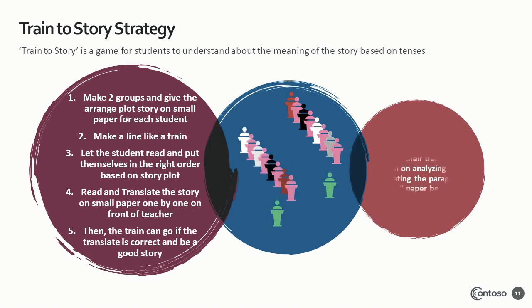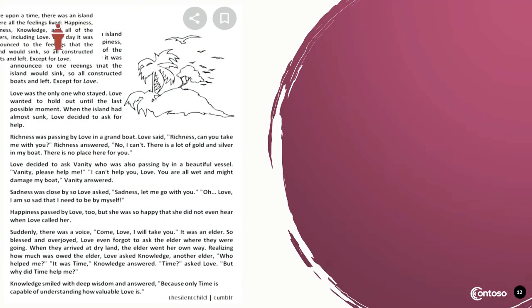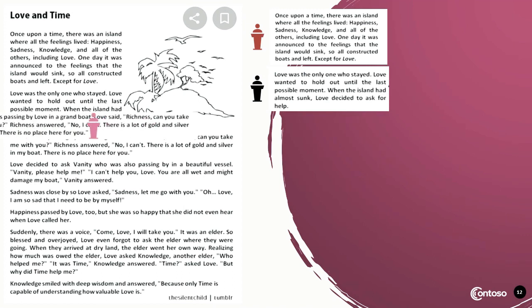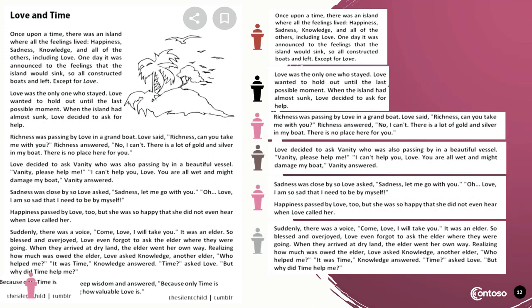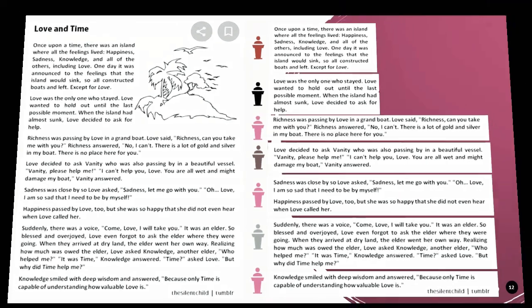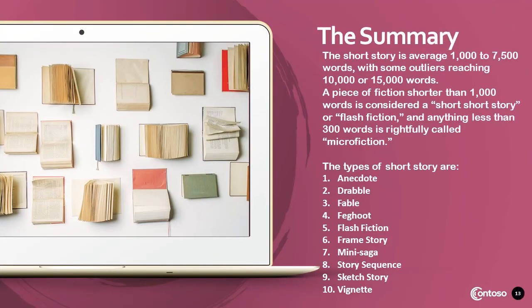The winner is the group whose train goes early, finishing analyzing and translating the paragraph on small paper, and becoming a good story. Example of train to story game. One paragraph for one student on one paper. Then they discuss and arrange it to be a good story and make a line like this. And they can go on the train with their good translation of the story.